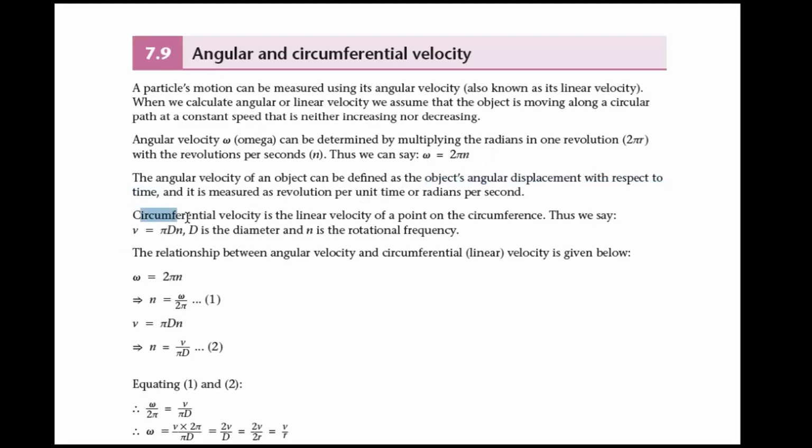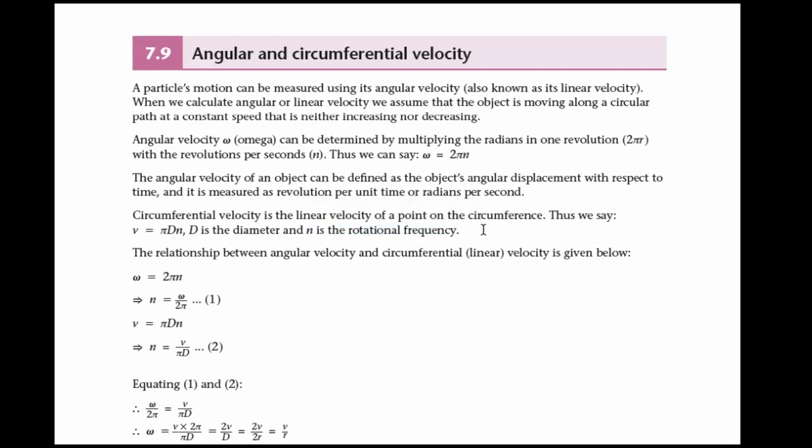So circumferential velocity is the linear velocity on the point of a circumference. Thus we say V is equal to pi times diameter times n. In other words, this is speed. Little v means speed. So if you want to calculate the speed of a point on this circumference, it's going to be pi times d, which is the circumference, multiplied by n, which is the rotational frequency.